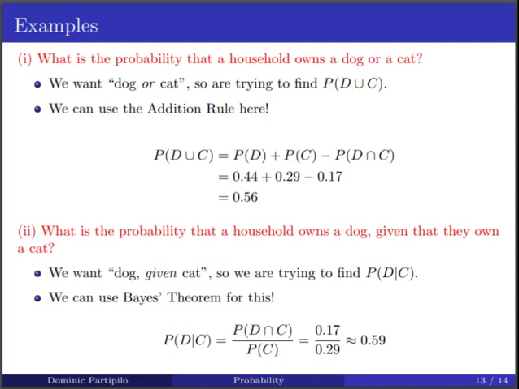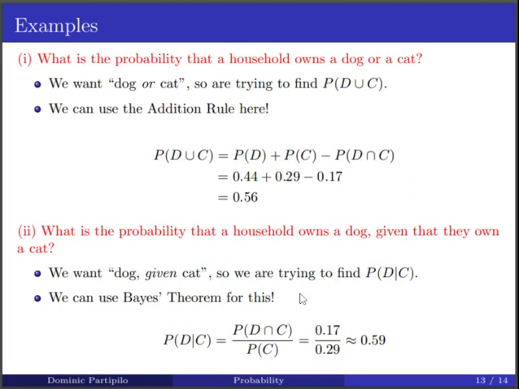So when we use this formula, we're able to get 0.44 plus 0.29 minus 0.17. So the probability that a household owns a dog or a cat is 0.56. And then the second part of this question is, what's the probability that a household owns a dog given that they own a cat? So this word "given" tells us that we're dealing with conditional probabilities. So we're looking for dog given cat.